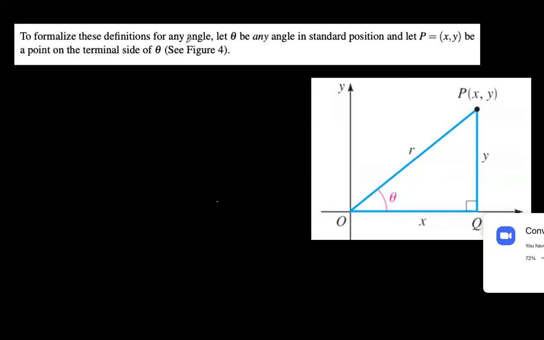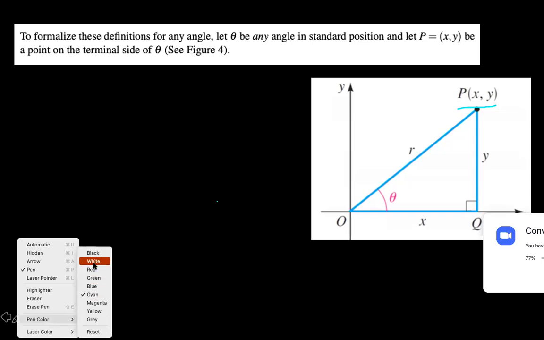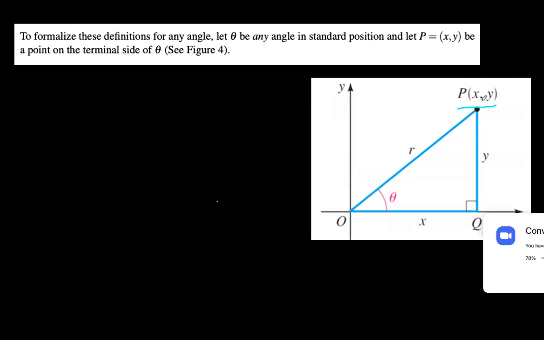Pero sabi dito, to formalize these definitions for any angle, let theta be any angle in standard position, and let P be any point in the coordinate plane which is on the terminal side of the angle. Then we could find the 6 trigonometric functions using the points or the coordinates in the given problem. Na-discuss na natin yan, di ba?